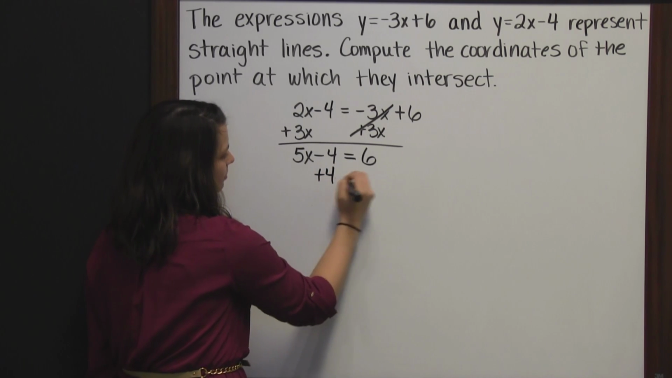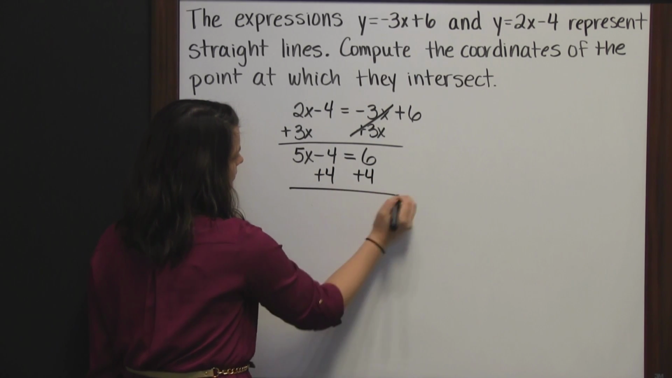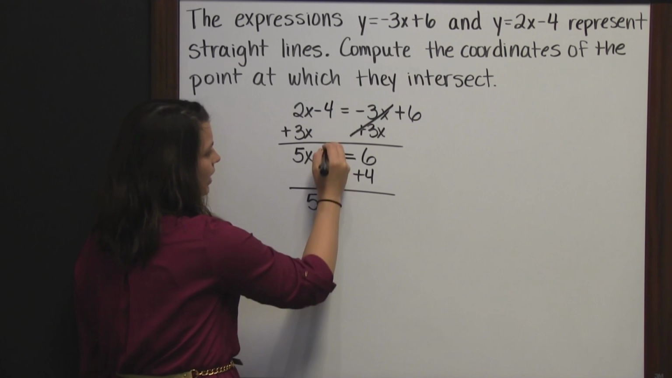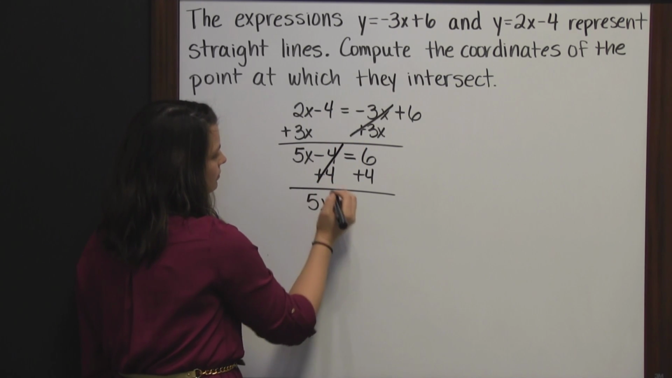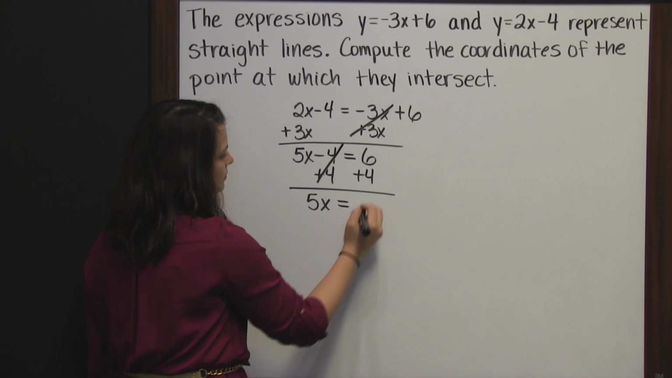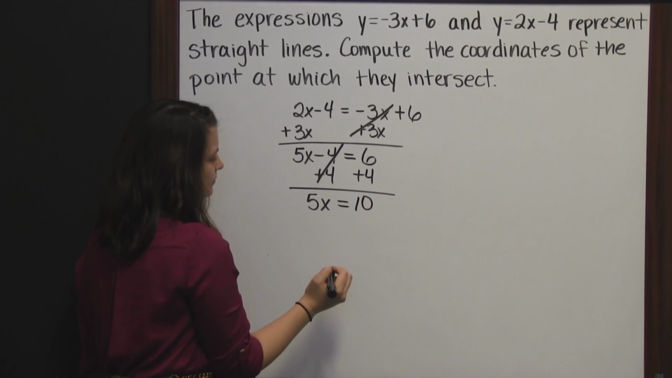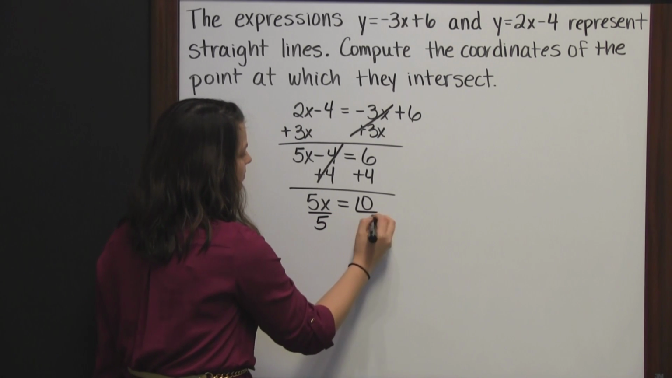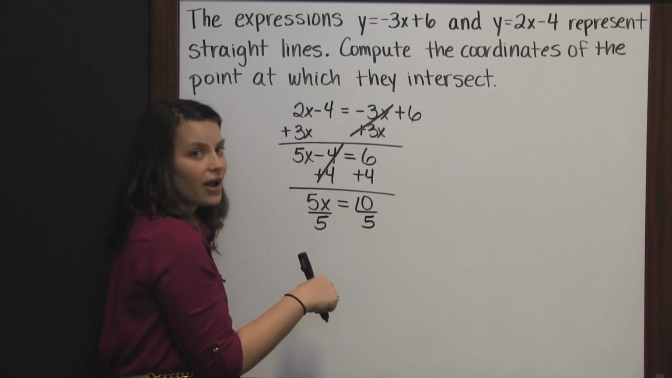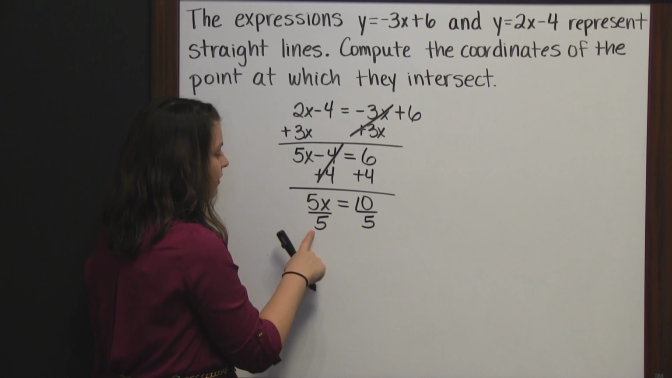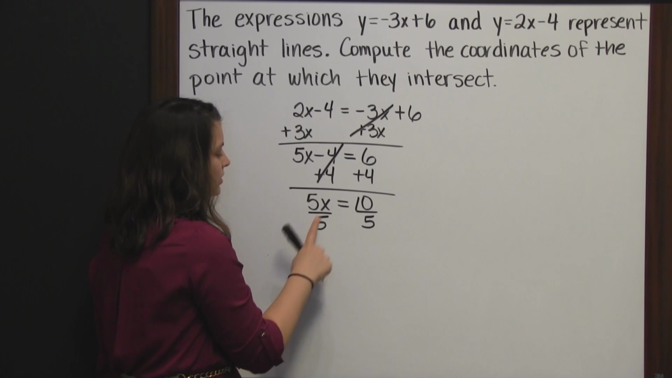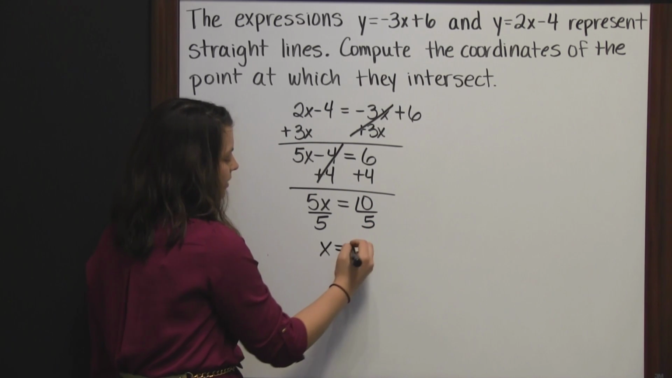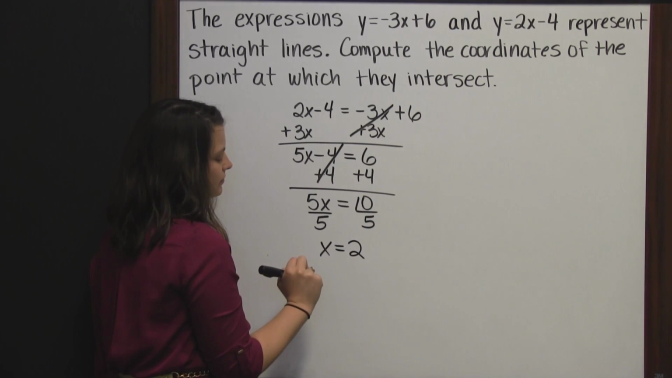Now we need to add 4 to both sides. Bring down the 5x. Negative 4 plus 4 is 0, equals 10. And finally, we need to divide both sides by 5 to solve for x. 5 divided by 5 is 1, times x is x, and that equals 10 divided by 5, which is 2.